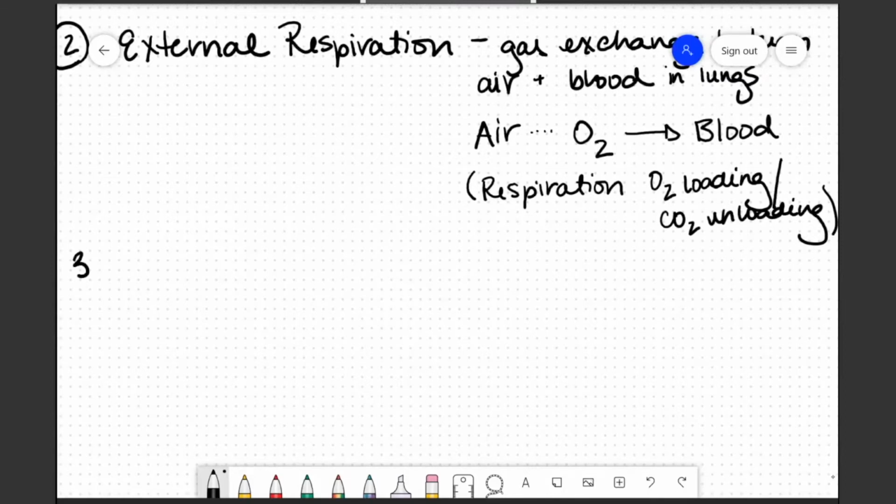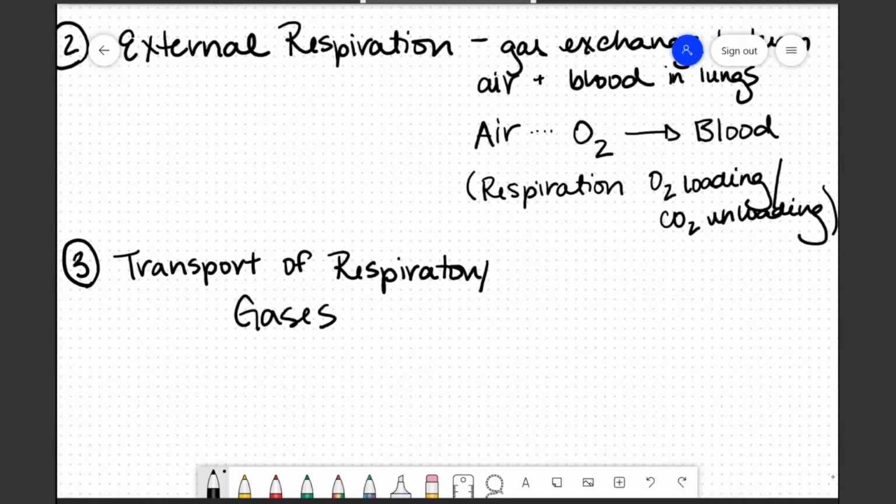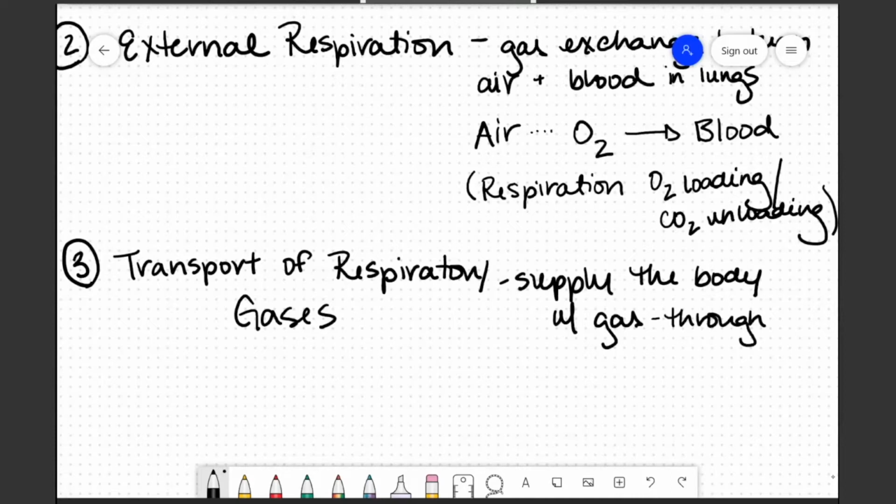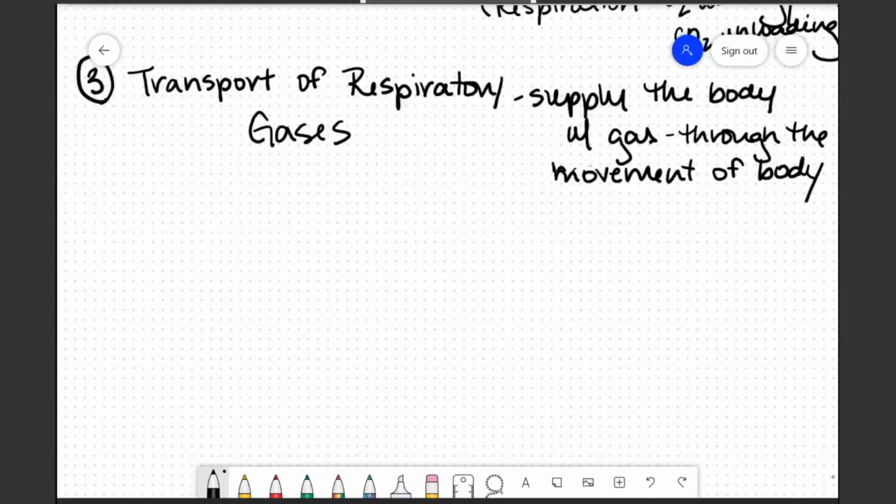Step 3 of respiration is the transport piece, the transport of respiratory gases. We are now taking the gas that we have just put into our blood, the oxygen. We've loaded the oxygen into our blood, and now we have to transport the gas throughout the entire body. With this transportation, we are supplying the body with gas, and this happens through the movement of the blood. This is what the cardiovascular system is responsible for, so this is where they play in a lot. As we pump the blood around our body, that blood is carrying our gas. It's either carrying oxygen or carbon dioxide, but either way, we're transporting that respiratory gas throughout the body.